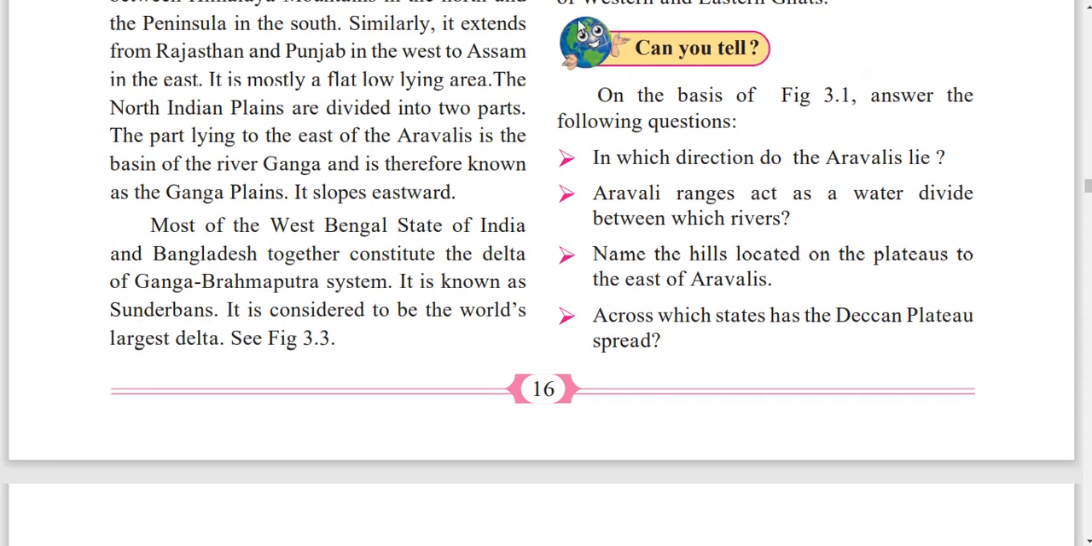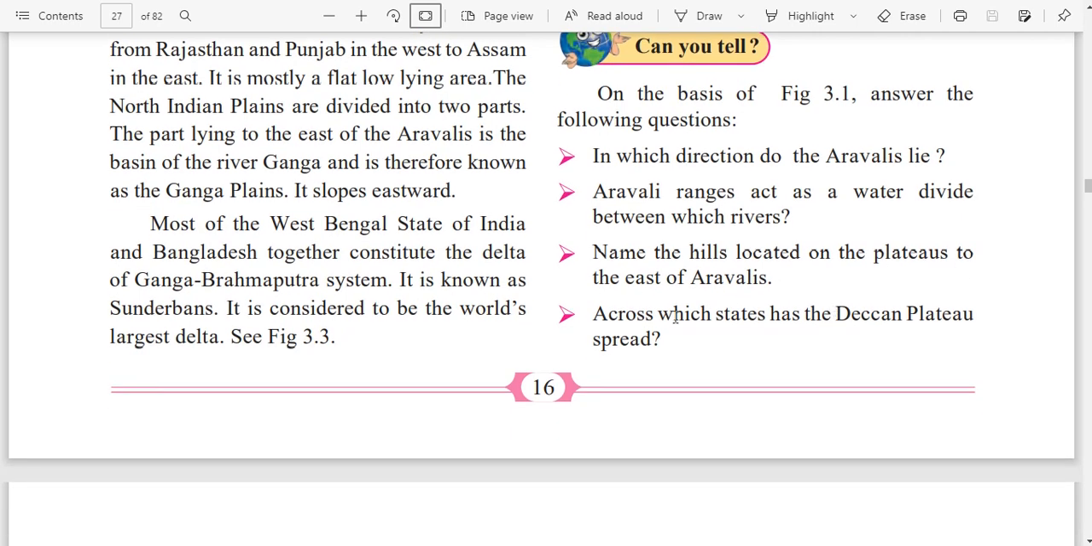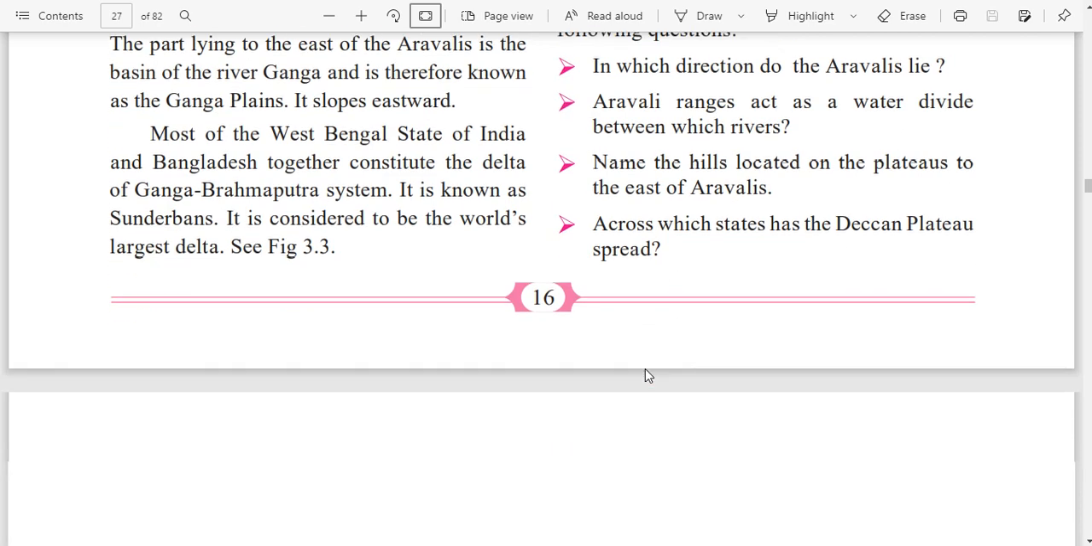Can you tell, on the basis of figure 3.1, answer the following questions. In which direction do the Aravalli lie? Aravalli ranges act as a water divide between which rivers? Name the hills located on the plateaus to the east of Aravallis. Across which states has the Deccan Plateau spread?